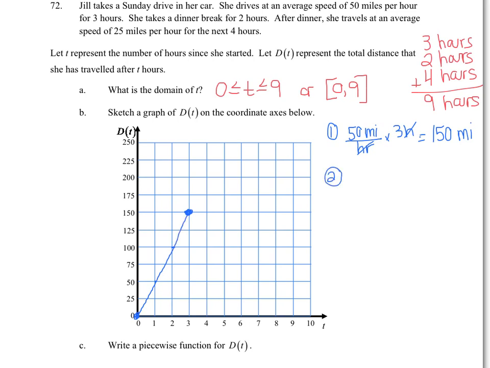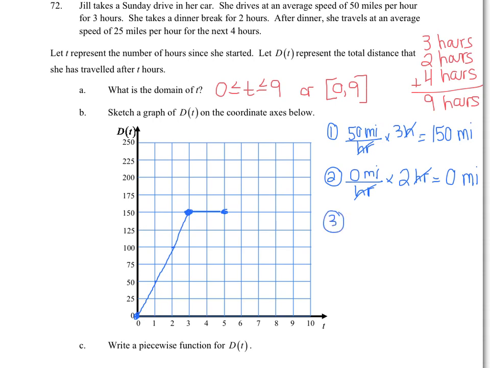For part 2, she's taking a dinner break. So she's traveling 0 miles per hour times 2 hours. This means that she's traveling 0 miles for 2 hours. That means the slope is going to be 0 for a total of 2 hours.